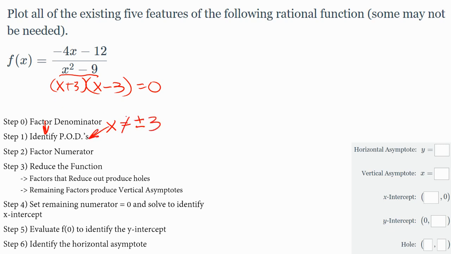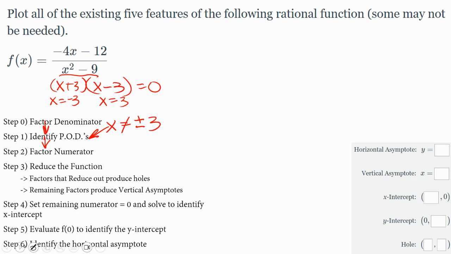But I want to specify which one's which. This one's going to produce x equals -3. This one's going to produce x equals +3 if I set each of those equal to 0. Now, why I care is because one of them is going to reduce out, and I need to know which of these is which as I sort. So just saying those points of discontinuity is not good enough. I need to specify as I go through.